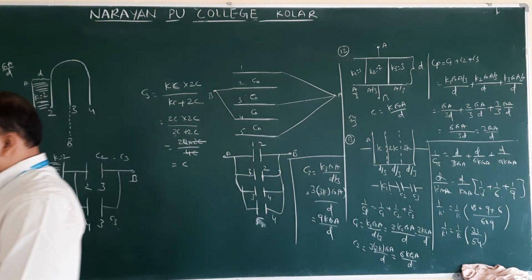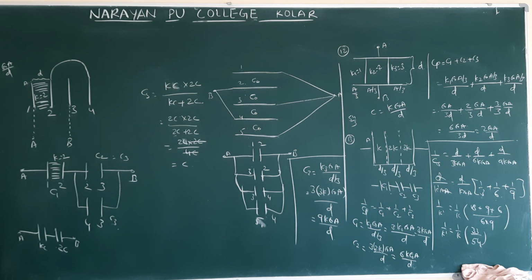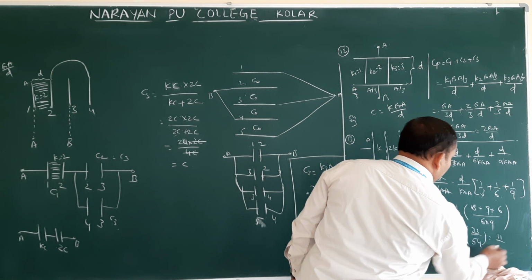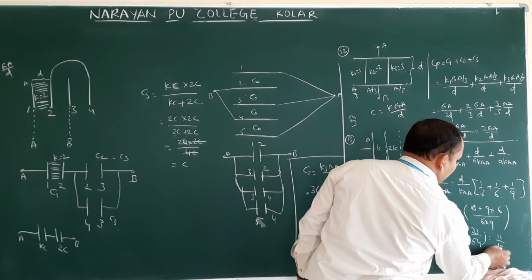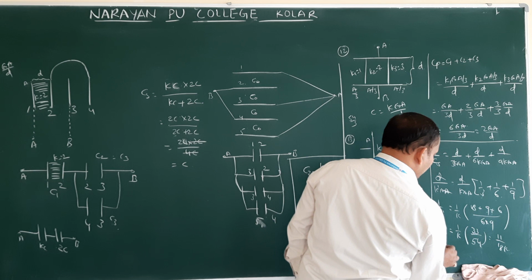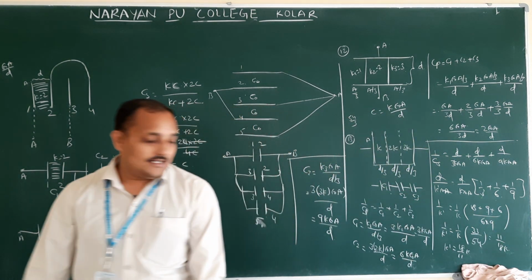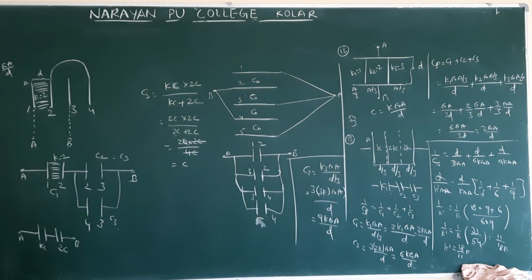54 by 33, still it can be cancelled. Here they did give 54 by 33, but still you can cancel 3. 11 threes are 33, 3 sixes are 18. Therefore K dash is equal to 18 by 11K. 18 by 11K means option 2 is the correct answer. Okay.